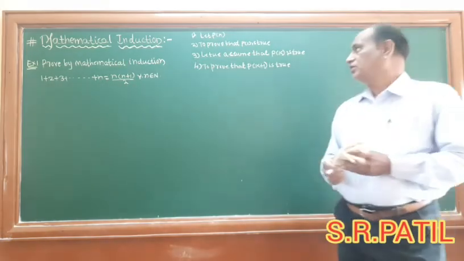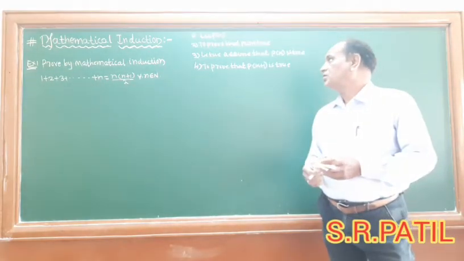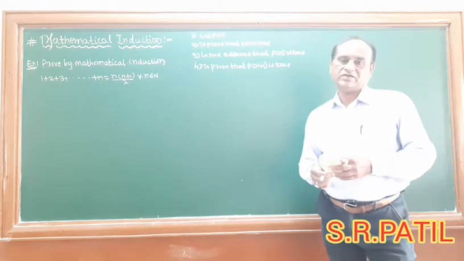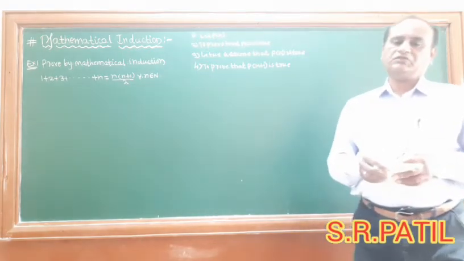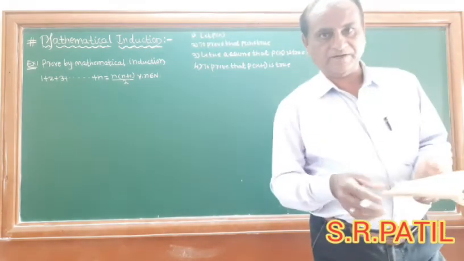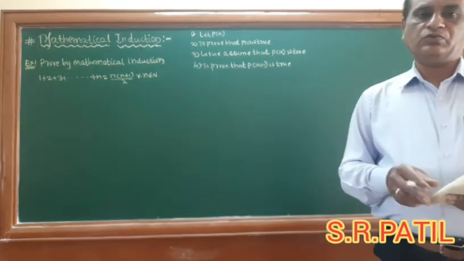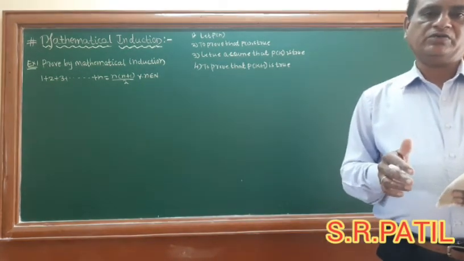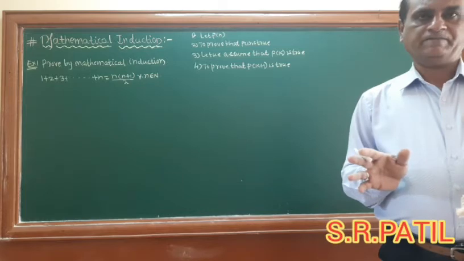Then the third step: let us assume that P(k) is true. P(k) is true is our assumption. Last, we have to prove that P(k plus 1) is true using the assumption.